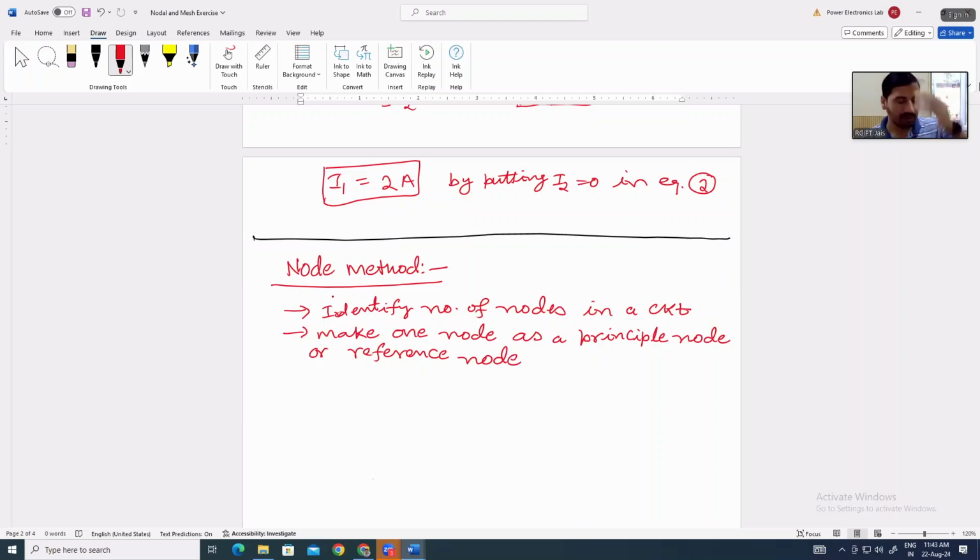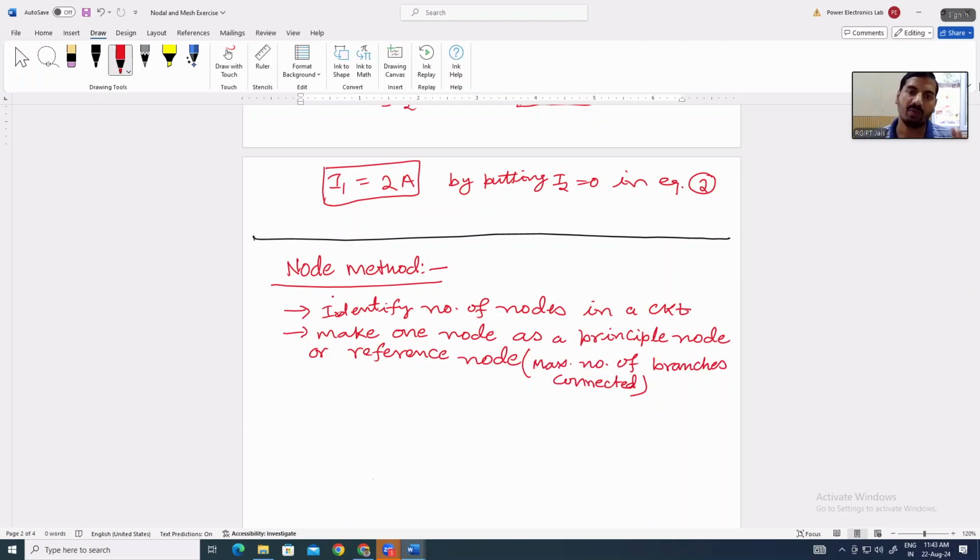So reference node किसको लिया जाता है? Reference node उसको लिया जाता है जहां से maximum number of branches connected होंगे। ओके, मीन्स maximum number of branches connected, that will be your reference node.